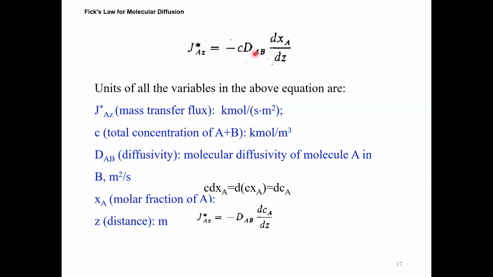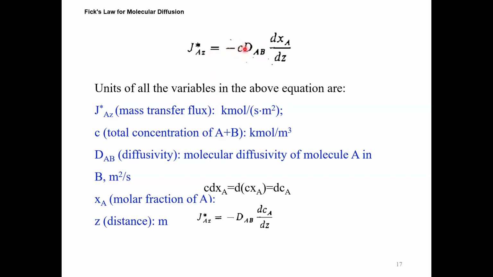In Fourier's law, you had a thermal conductivity, right? Likewise, you have diffusivity over here. And the negative sign indicates that flux is happening in the direction where concentration is decreasing. So the negative sign indicates that.